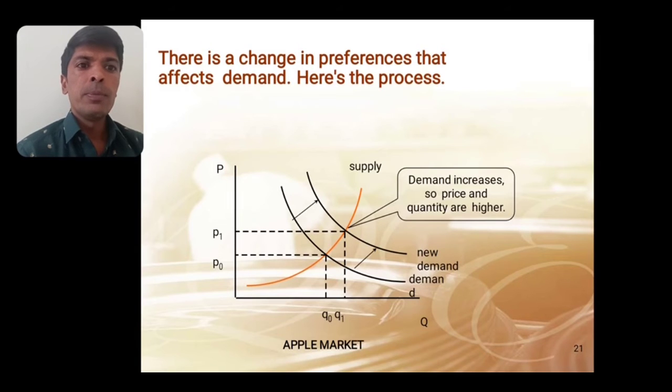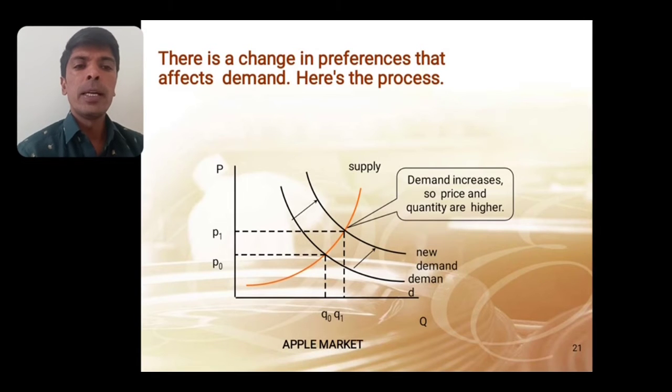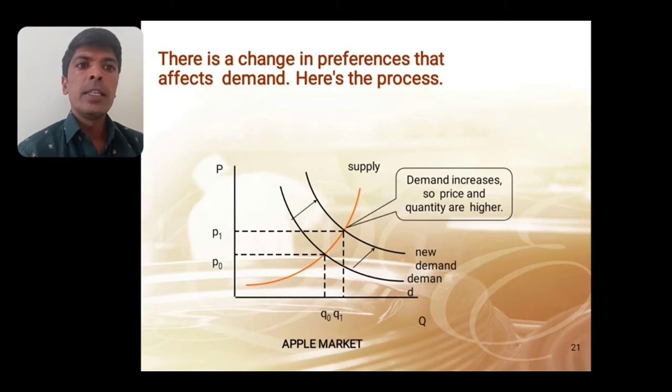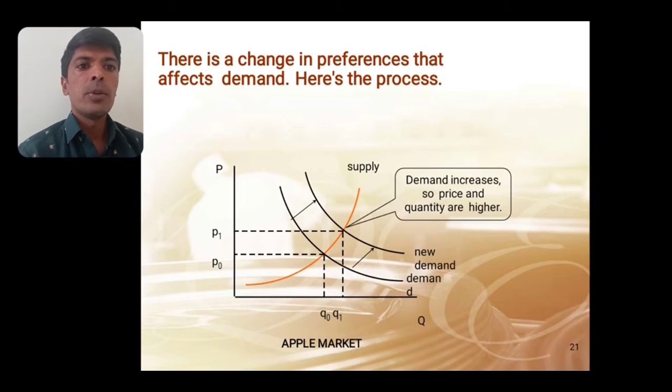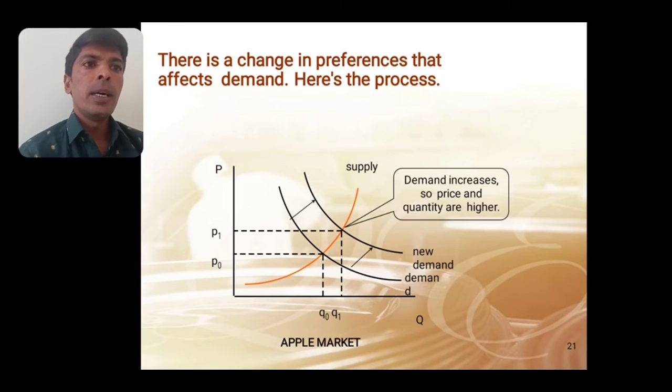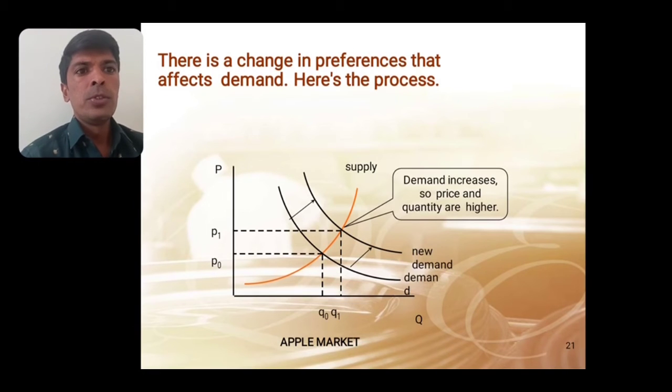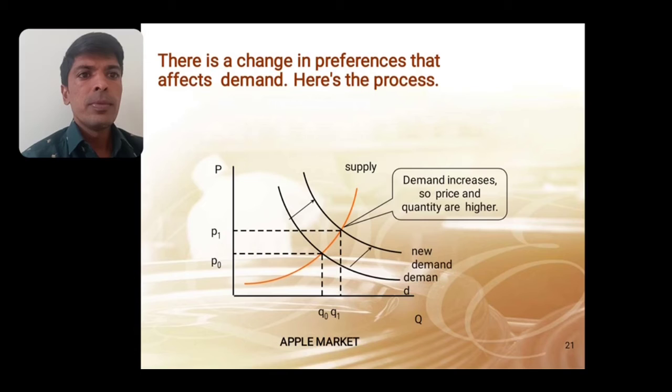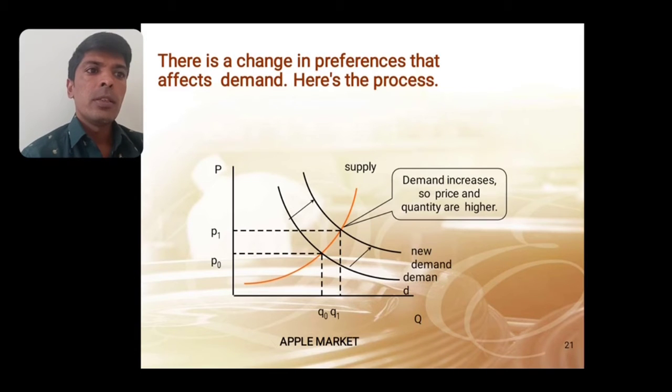In the apple market, when the price is P0, then the quantity demanded for apples is Q0. When the price increases to P1, quantity demanded also increases from Q0 to Q1, and the demand curve shifts from D to D1, the new demand. Demand increases, so price and quantity are higher. So a new equilibrium is set.